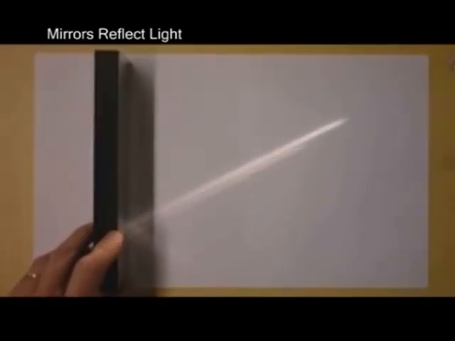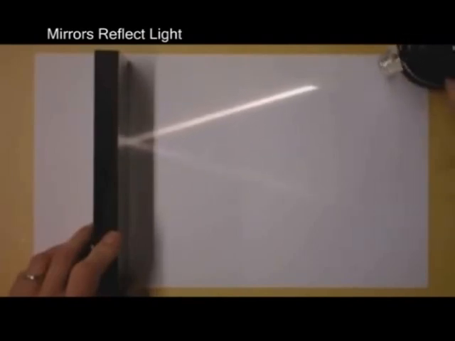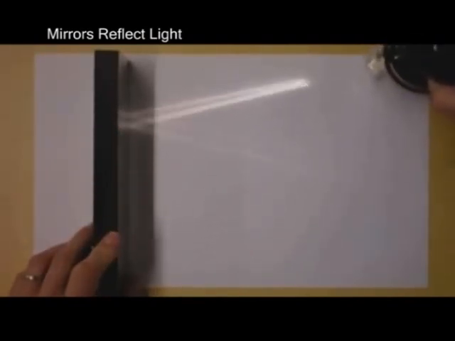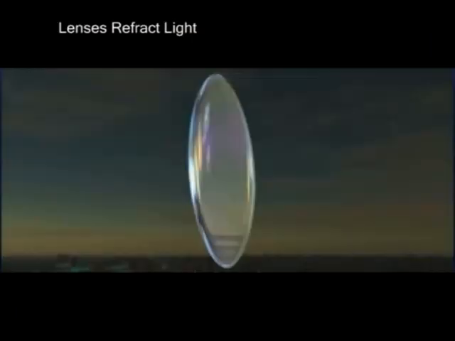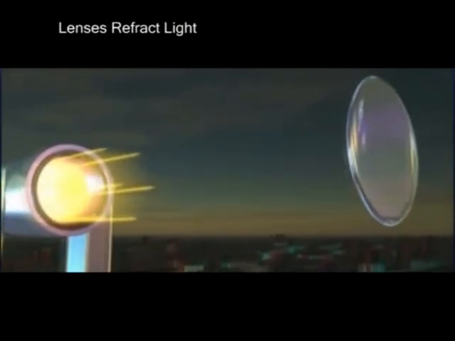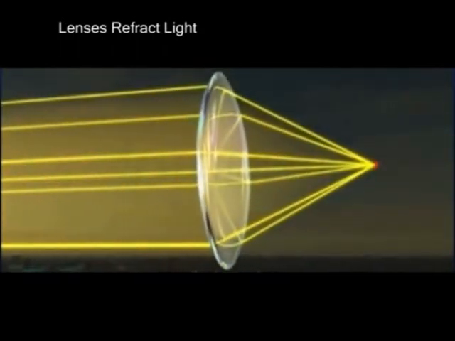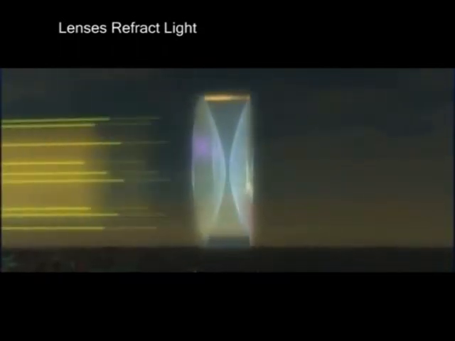Now, before winding up, here are 2 important things to remember all the time regarding mirrors and lenses. First, mirrors reflect light. That is to say, light rays hit a mirror surface and bounce back. But lenses refract light. That is to say, light rays pass through lenses but bend or change direction when they do that.